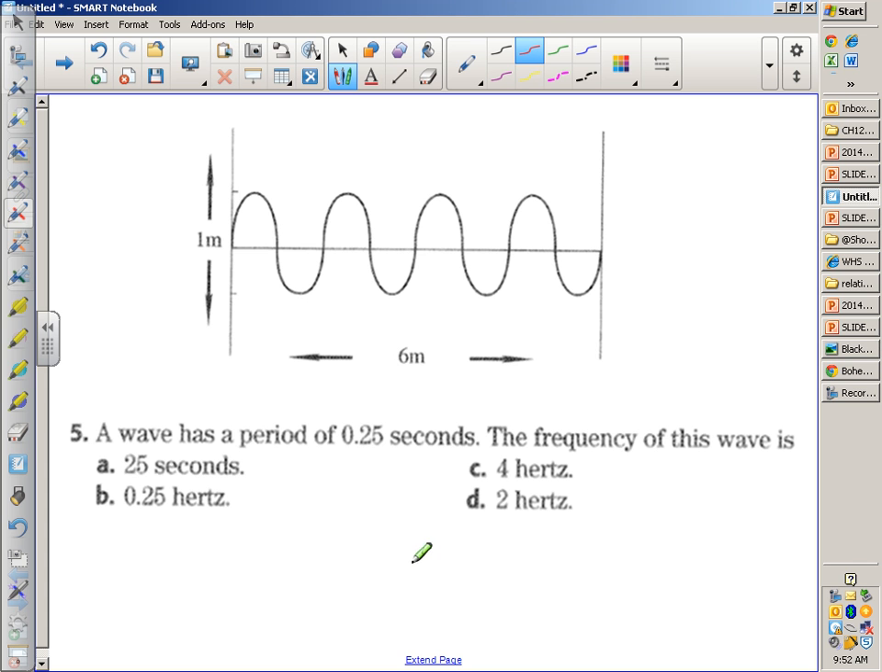The frequency of this wave is 4 hertz. Okay? Go ahead. Are you good with that or no?